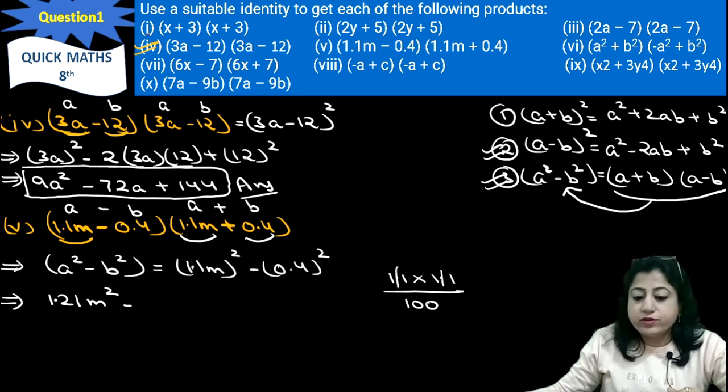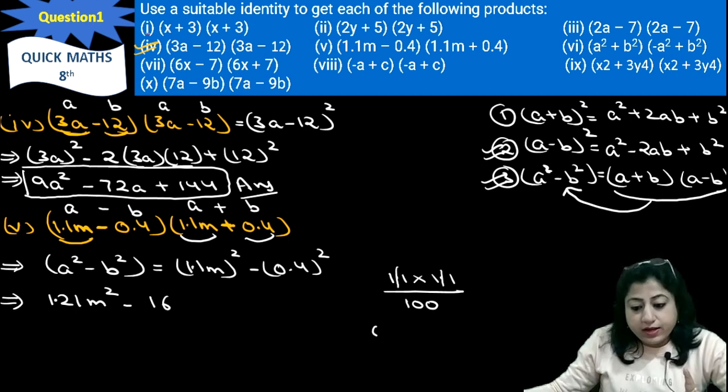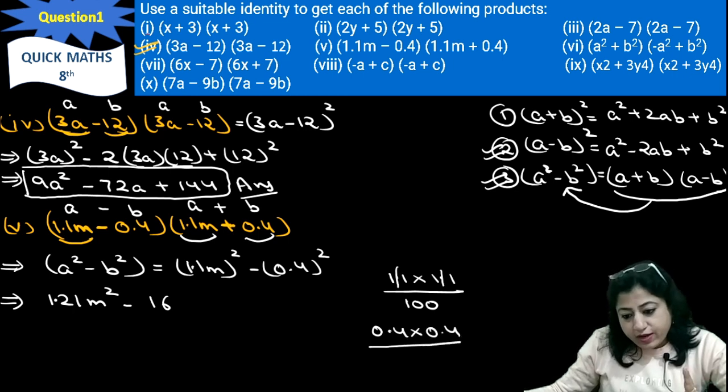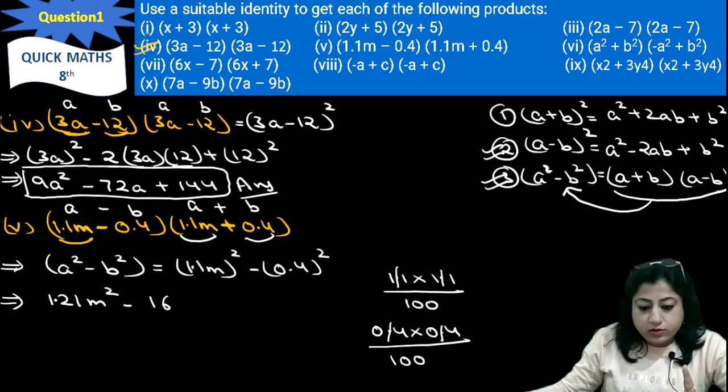Similarly 0.4 times 0.4, but it is a square of 4. If we ignore the decimal, it is a square of 4, which means 16. And how many places of decimal? In the same manner, 0.4 multiply 0.4. If I replace the decimal with zeros, then two zeros will come in the denominator. So obviously it will be two places of decimal, 0.16. This is the required solution.